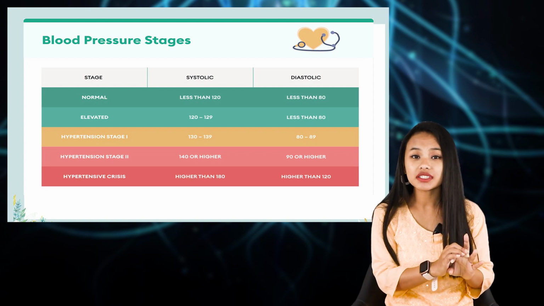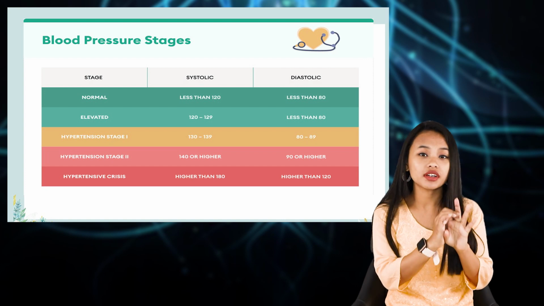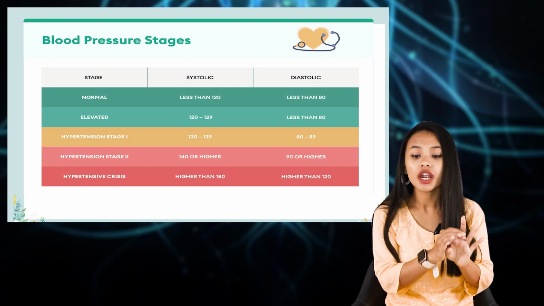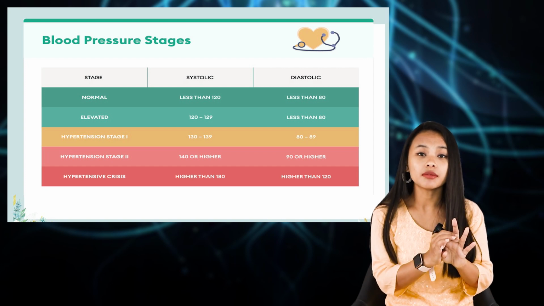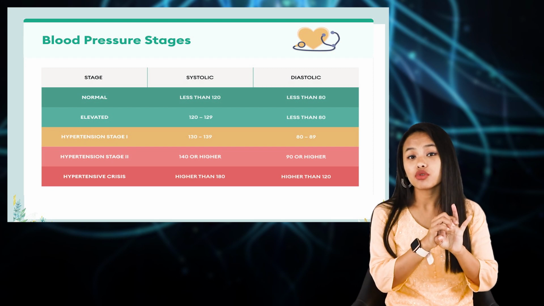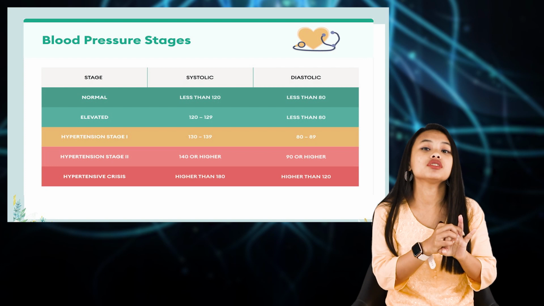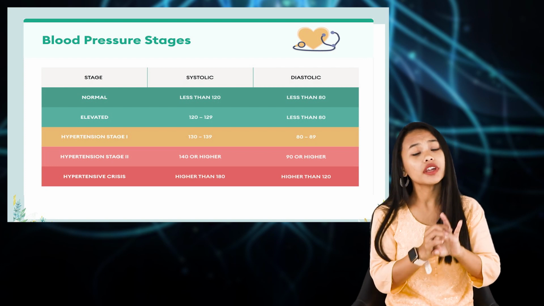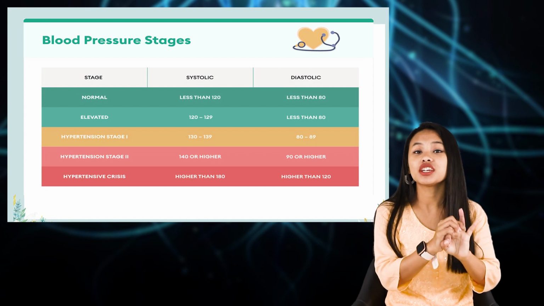So here what happens is that if the systolic pressure is between 130 to 139 and the diastolic pressure is between 80 to 89, then it can be termed as hypertension stage 1. Whereas if the systolic pressure is 140 or even higher than that and the diastolic pressure is 90 or even higher than that, then it falls on hypertension stage 2.